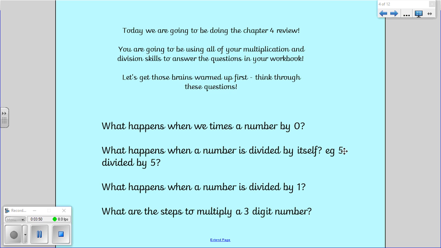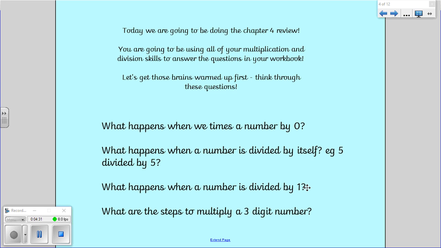Fantastic. Okay, number 2. What happens when a number is divided by itself? So, for example, 5 divided by 5. Well, 5 divided by 5, how many 5s are in the number 5? Well, that's 1. So that must mean when we divide a number by itself, so 6 divided by 6, the answer is always 1. Okay, so that's a good one to remember if you ever get a question like that.